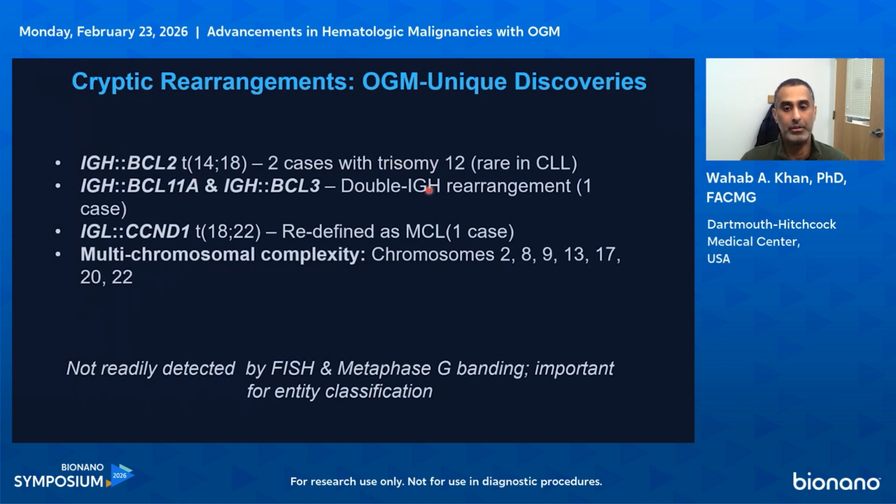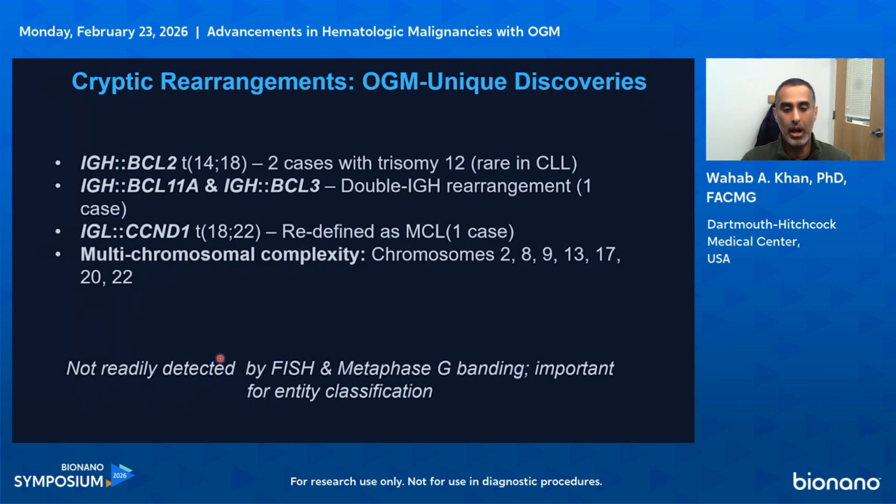We also had this very interesting double hit IGH rearrangement. There's a couple of examples I can show you in the next slide. This was a case where it changed the outcome of that case to a different entity, MCL, because it involved CCND1, but it involved it with the immunoglobulin light chain locus. And then we had these multi-chromosomal complex events across various chromosomes that showed both segmental losses or gains, focal losses or gains, or aneuploidies.